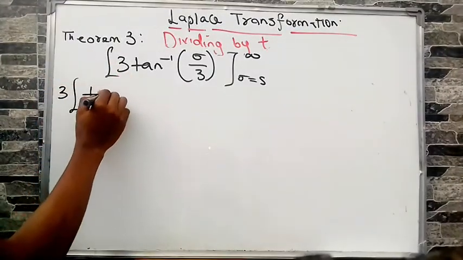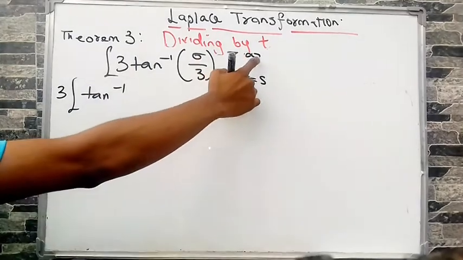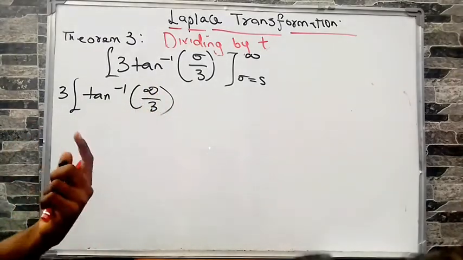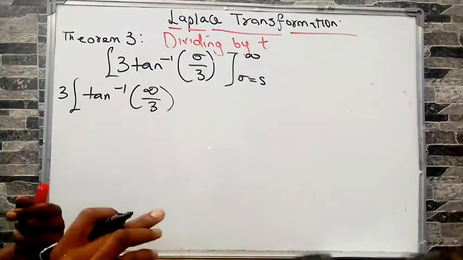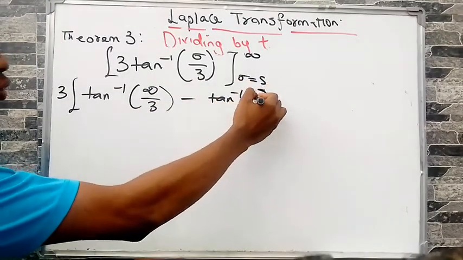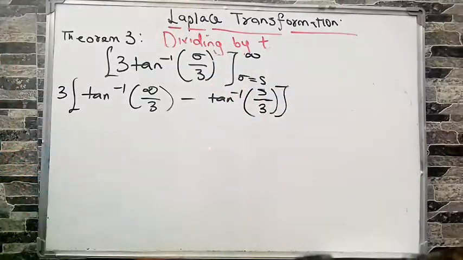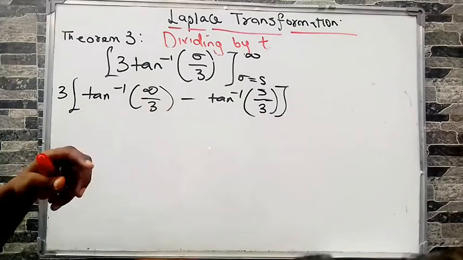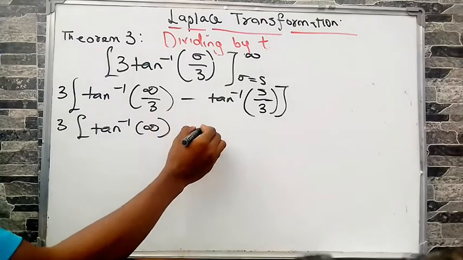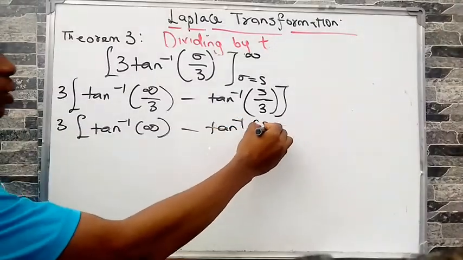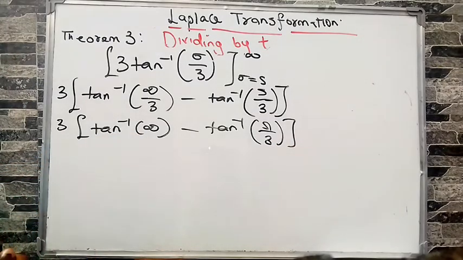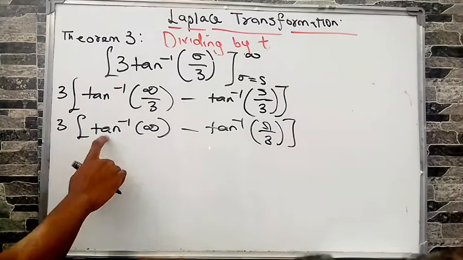So this is 3 open bracket tan inverse of, anywhere I see this, I put infinity. So this is infinity divided by 3. Infinity divided by any number is infinity. So minus tan inverse of s over 3, close bracket. So this is 3 open bracket tan inverse of infinity minus tan inverse of s over 3. Tan inverse of infinity, you all know that is 90 degrees, because tan 90 gives infinity.